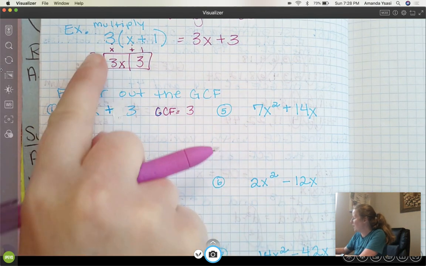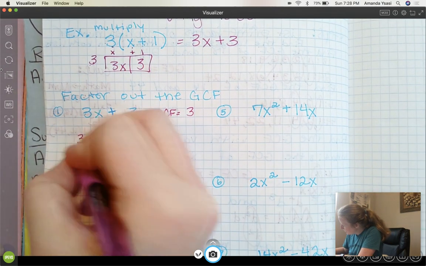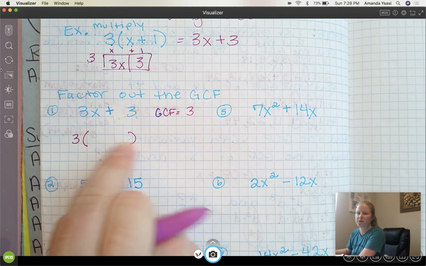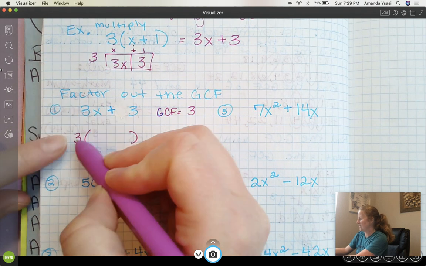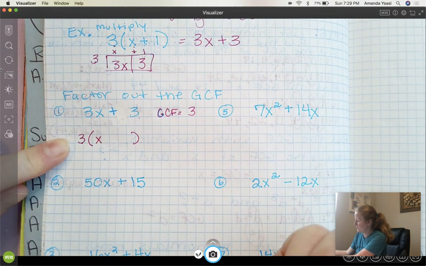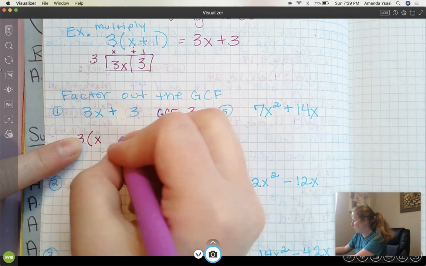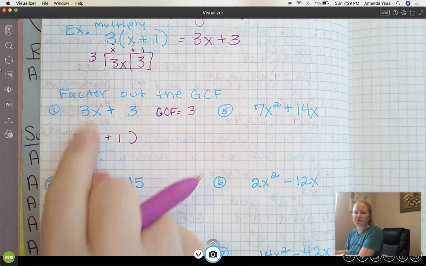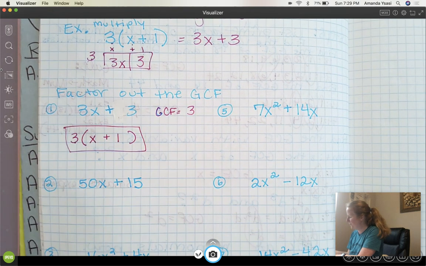So we are basically undoing the multiplication. So that means I'm going to have a 3 on the outside, parentheses. There's 2 terms here, so there's going to be 2 terms on the inside. So now I divide these. 3x divided by 3 is just x. And then 3 divided by 3 gives me 1, so plus 1. So factoring this 3x plus 3, I get 3 parentheses x plus 1.